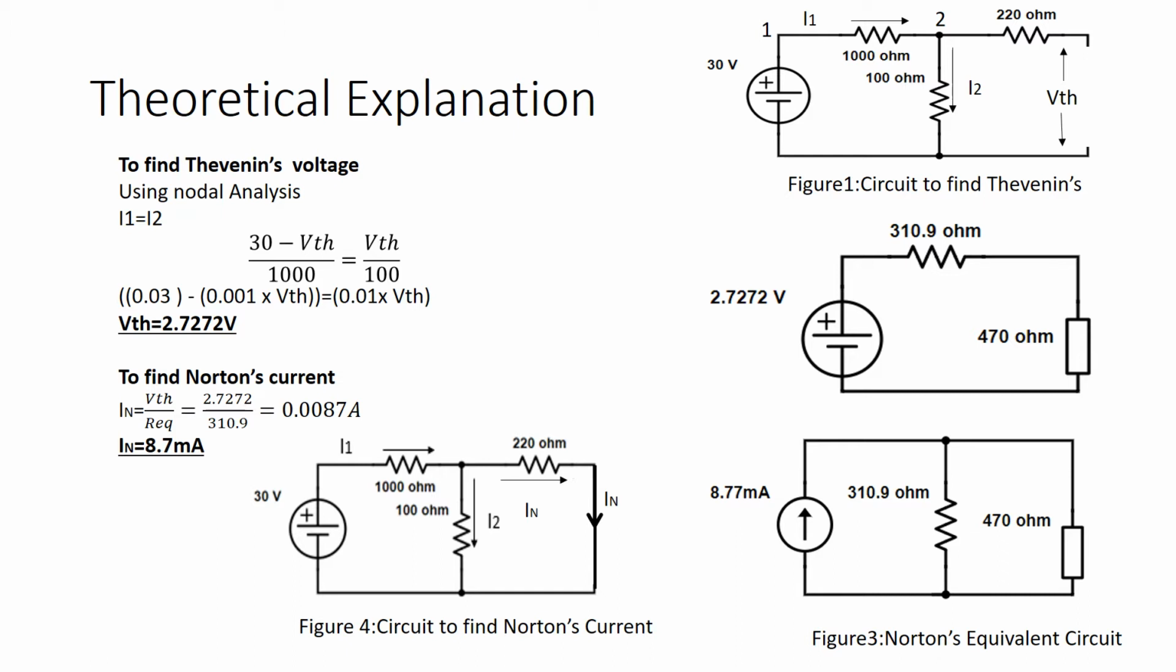Figure 2 represents the Thevenin equivalent circuit, where the load resistance and the equivalent resistance are in series with the voltage source, V Thevenin. Figure 3 represents the Norton equivalent circuit, where both resistances are in parallel with the current source. So when there is a current source, the resistance should be in parallel. If it is a voltage source, the resistance should be in series.